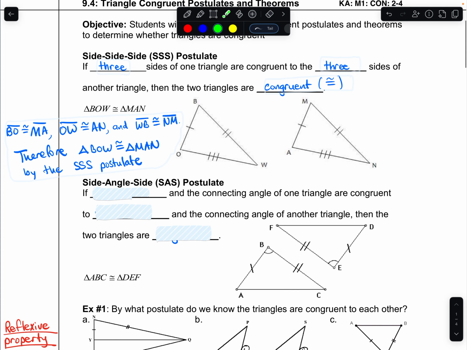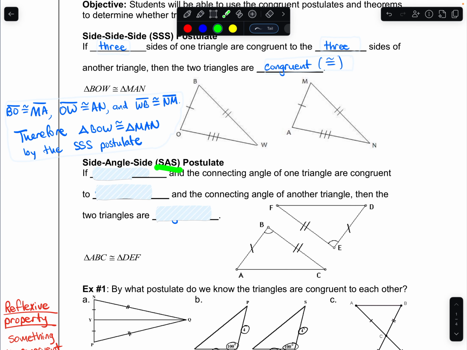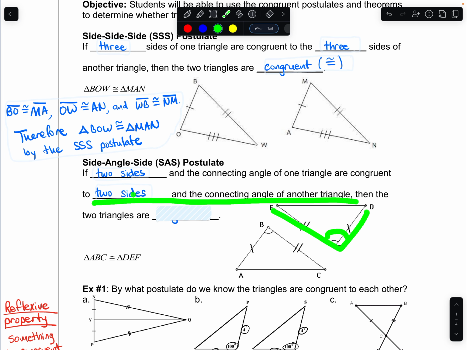We don't actually need all the sides, though. We could have two sides and the angle in between them. So that's why the order of this matters. It's side, angle, side, because we have one side, the angle in between, and then the other side. So what we call that is two sides and the connecting angle. This is the angle connecting the two sides. If two sides and the connecting angle of one triangle are congruent to two sides and the connecting angle of another triangle, that's also enough to say that they're congruent.